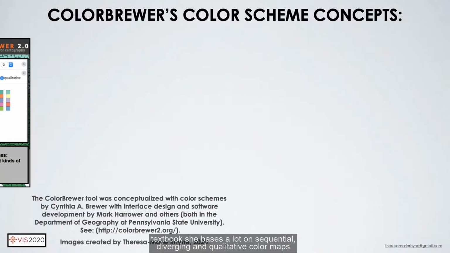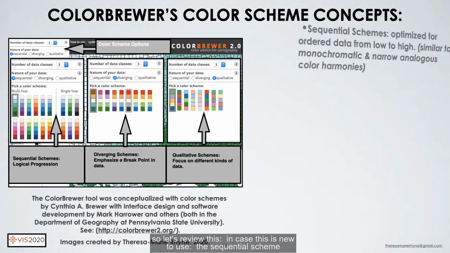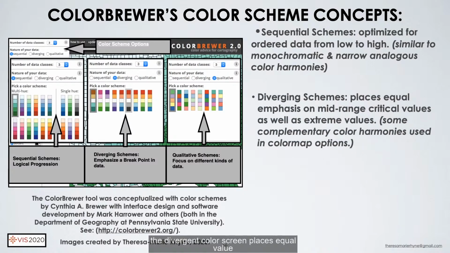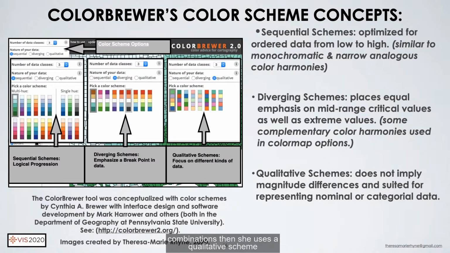qualitative color maps. So let's review this, in case this is new to you. The sequential scheme is optimized for ordered data from low to high. This is a sequential color scheme. The diverging color scheme places equal value on mid-range critical values as well as extreme values. So you have the color dropping in the center. She uses either a white or a yellow at the center of her color combinations. Then there's a qualitative scheme where there are no magnitude differences implied. They're suited for representing data that is what they call categorical.